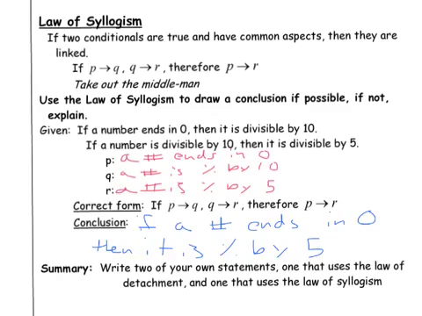All right. That's all the law of syllogism does: it lets you take two if-then statements that are linked, because we have the same conclusion in one as the hypothesis in the other, and it lets you skip the middleman and just make one if-then statement.